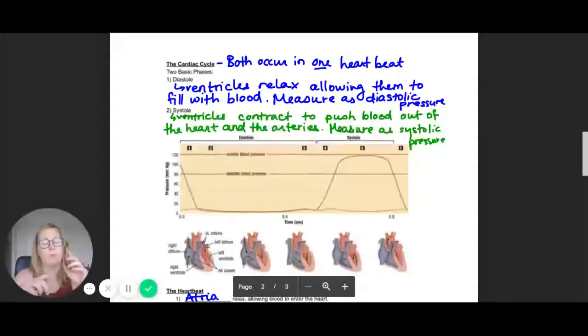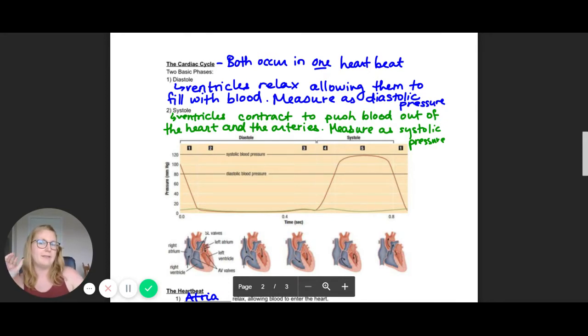So this is happening within one heartbeat. That's the cardiac cycle. There are 2 phases, diastole and systole. And this might sound familiar from lesson 6, diastolic pressure and systolic pressure. So the diastole is the period of time when the ventricles relax, and this allows them to fill up with blood that has been stored previously in the atria.